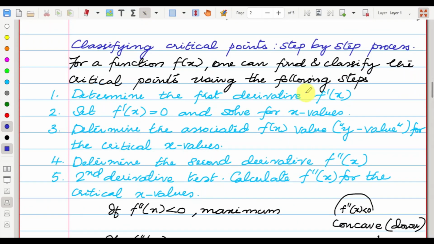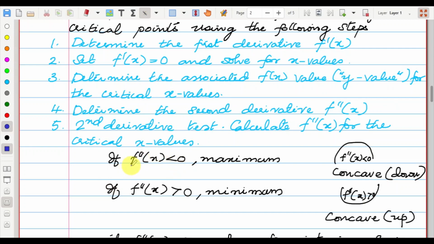One question. How will you determine these critical points? How will you classify the critical points? For a function f of x, one can find and classify the critical points using the following steps. First of all, you need to determine the first derivative f dash of x. Now set f dash of x equal to 0 and solve for the x value. Determine the associated f of x value for the critical x values. Then you can determine the second derivative and perform the second derivative test as the fifth step. These are the steps involved in this classification.